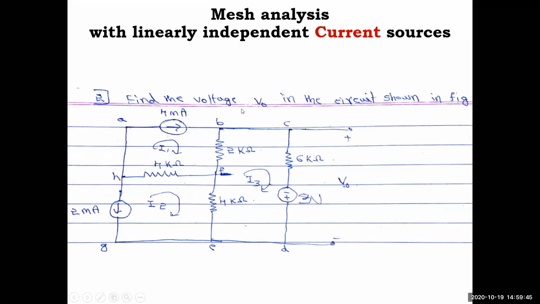So note down the problem. Find the voltage V naught in the circuit shown in the figure. So you have the circuit here. This is mesh 1, this is mesh 2, and this is mesh 3. And they have told you to find the voltage across the last branch. So you need to find this voltage here. To find this voltage, you require the branch current in this. For that, you need to know the I3 current. To find the I3 current, you have to use mesh analysis here. So all the three equations you need to write.